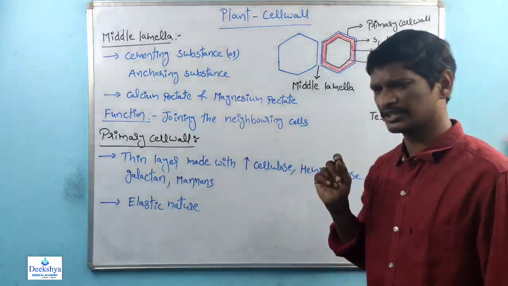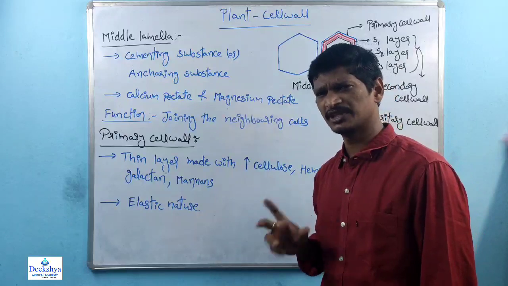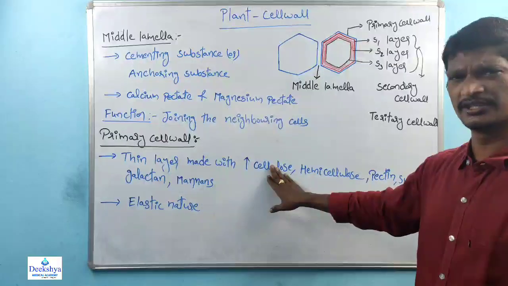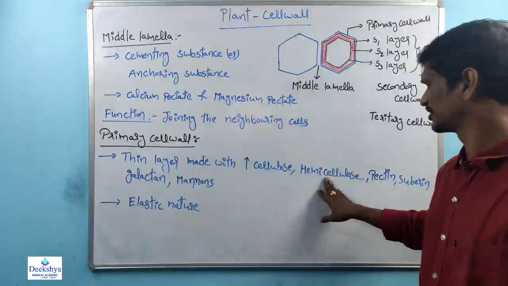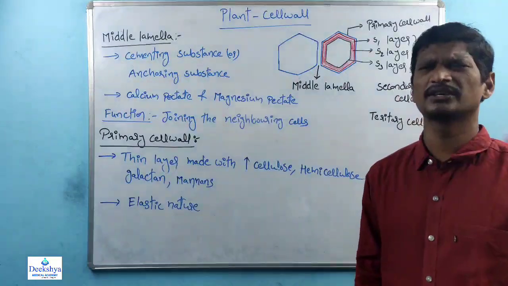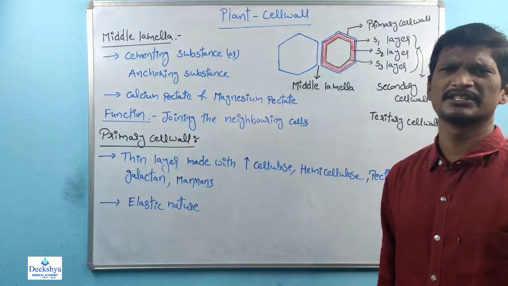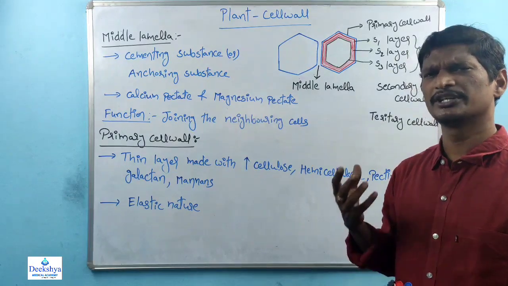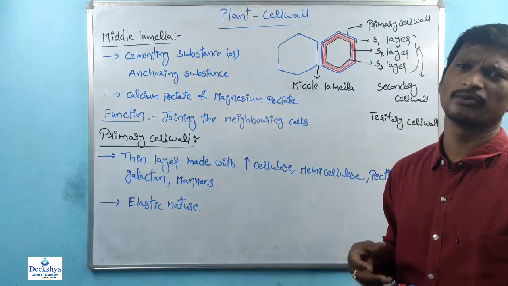Primary cell wall is the thin layer. It's made up of cellulose, a rich percentage of cellulose is there, hemicellulose is there, pectin, suberin, galactans, mannans. All these substances are present in primary cell wall, secondary cell wall. But in one case, one component is more. In another case, another component is more.